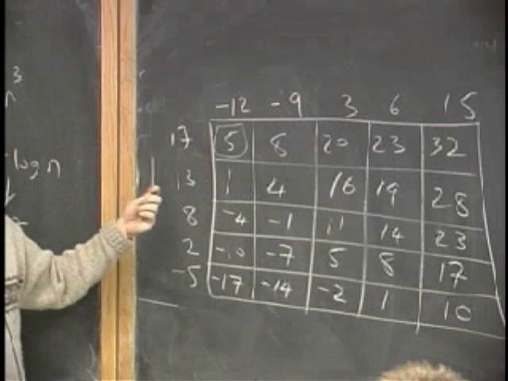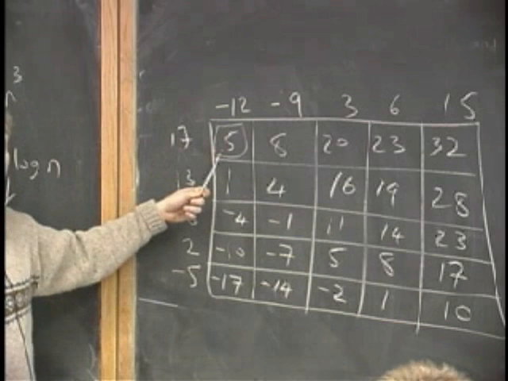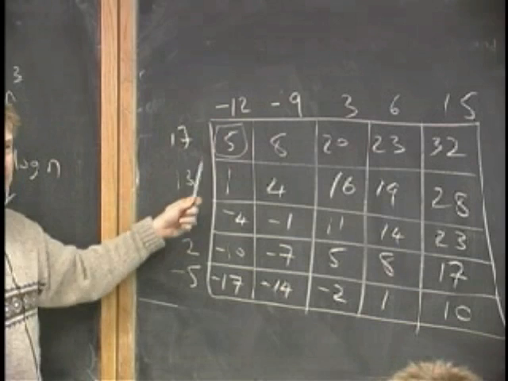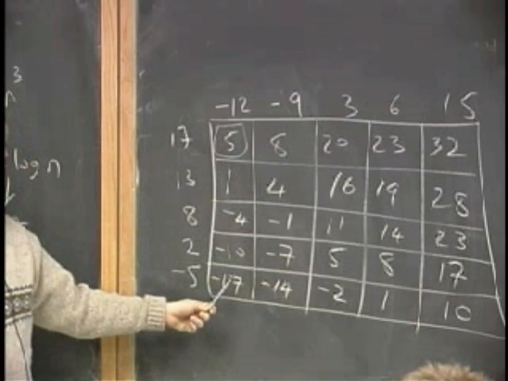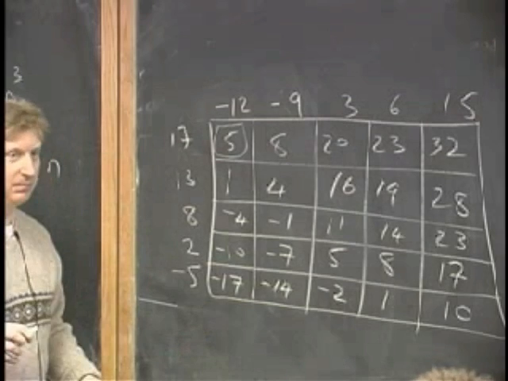We're looking for 19, right? 19's bigger than 5. So where is it? To the right or down? Right. What about all of these? You never, ever look at them.